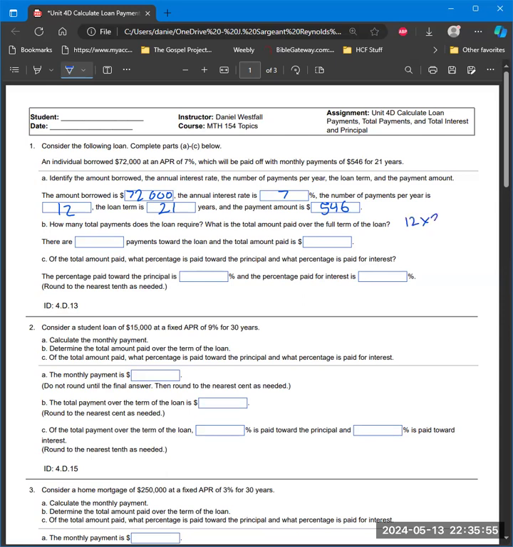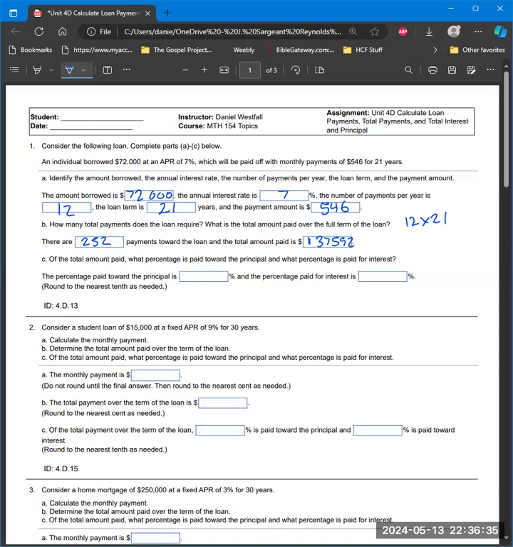That's going to be 12 times 21, which is 252. And each of those payments is $546. So they pay a total amount of $137,592. Notice that the amount that you pay is significantly more than what you borrowed, and all the rest of the money above what you borrowed is interest that you're paying to the lender for being able to borrow their money for that period of time.